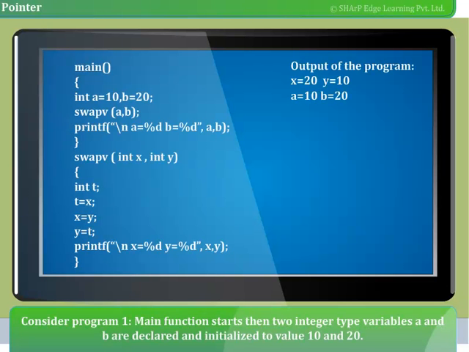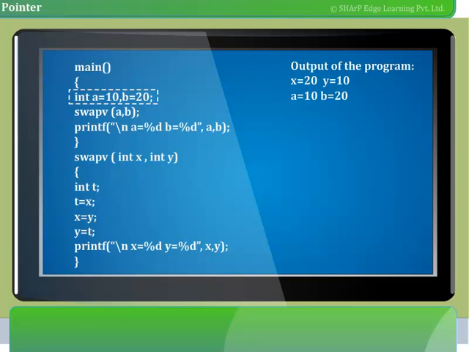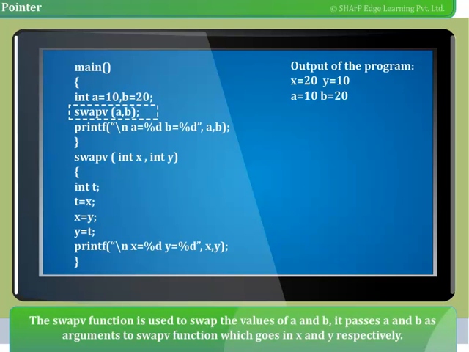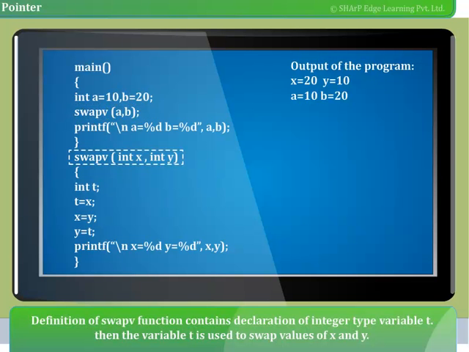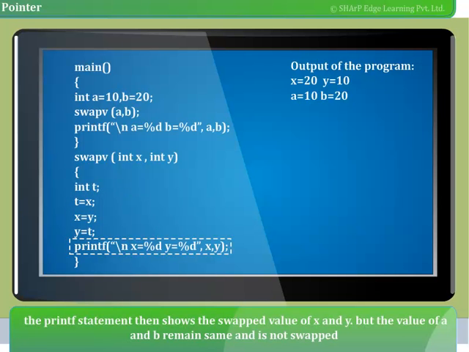Consider program 1. The main function starts, then two integer type variables, a and b, are declared and initialized to the values 10 and 20. The swap v function is used to swap the values of a and b. It passes a and b as arguments to the swap v function, which go in x and y respectively. The definition of swap v contains the declaration of an integer type variable t. Then the variable t is used to swap the values of x and y. The printf statement then shows the swapped values of x and y, but the values of a and b remain the same and are not swapped.